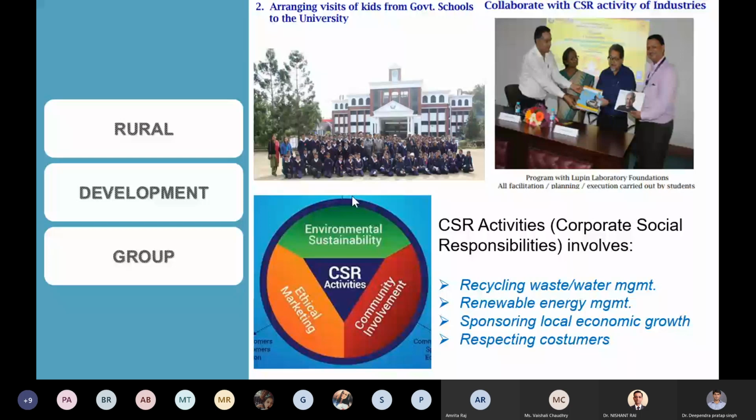So it is now government has made mandatory, not only for the Indian corporates, but also for the MNCs who are coming from foreign companies, which are having their branches in India. So it has made mandatory for them to work. So next, other activities are involved.